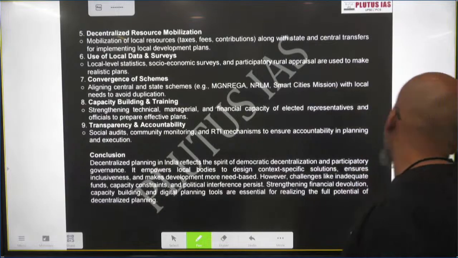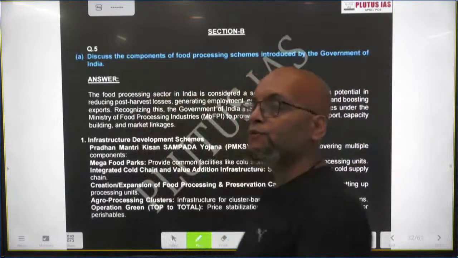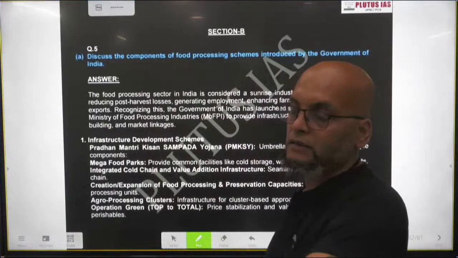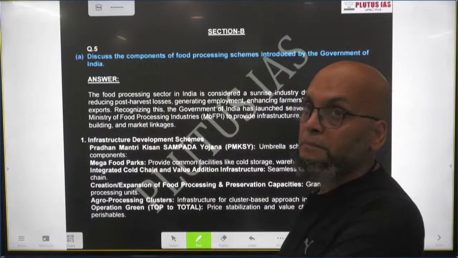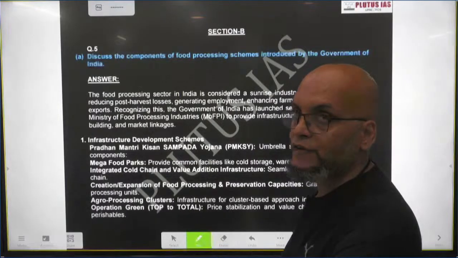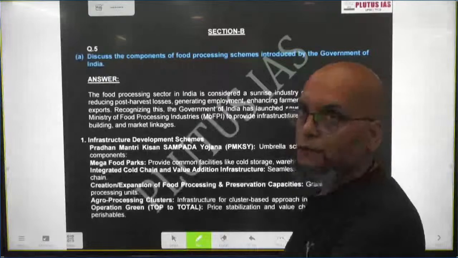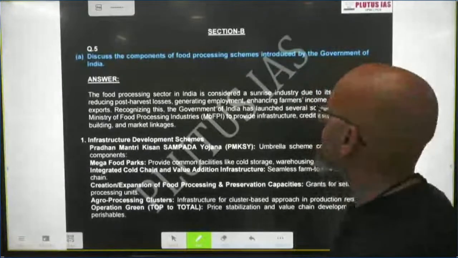Clear? So that's the end of Section A. Four questions were there: four major questions, and the first question had 5 parts, the second had 3, the third had 3, and the fourth also had 3. So 9 plus 5, 14 questions we have done.